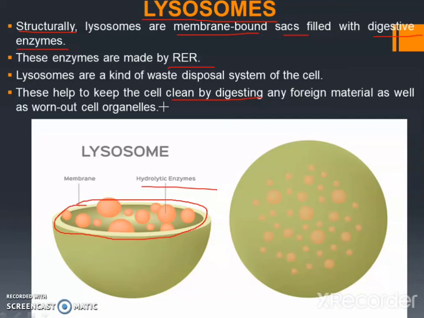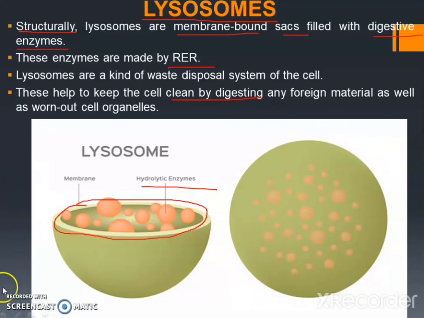Worn out cell organelles means that some organelles inside the cell have chances of getting ruptured or damaged. So worn out means damaged cell organelles. Some cell organelles inside the cell will be damaged, and a damaged cell organelle is not good for the cell. So these lysosomes will help in digesting and removing all these substances like foreign materials and worn out cell organelles. Foreign materials can be some infection causing microorganisms. So they keep the cell clean by digesting all these unwanted substances.